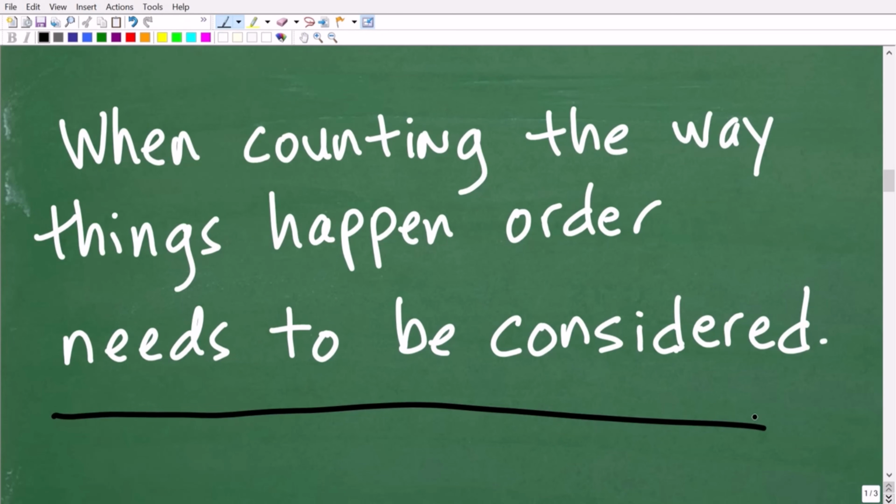which things happen. All right, so when counting the way things happen, order needs to be considered because there's two types of counting problems. There's something called a combination, and then there's something called a permutation. So if you never heard of this, I'm going to give you a quick crash course on the mathematics, and it's not that difficult. So you might see some crazy looking notation here. Don't worry about it. This is quite easy, but we're going to use this math to actually solve this problem.